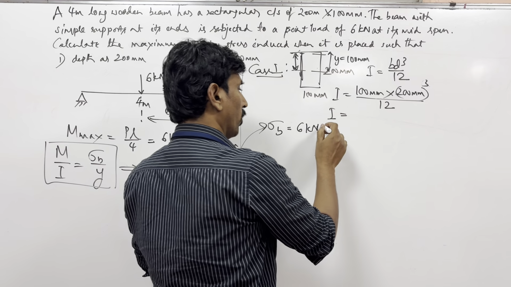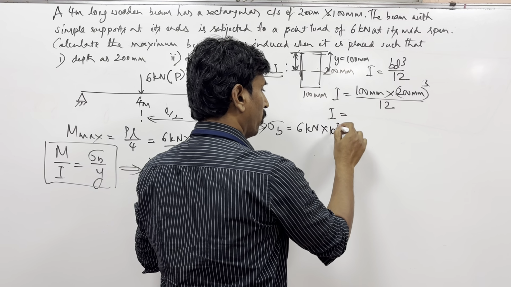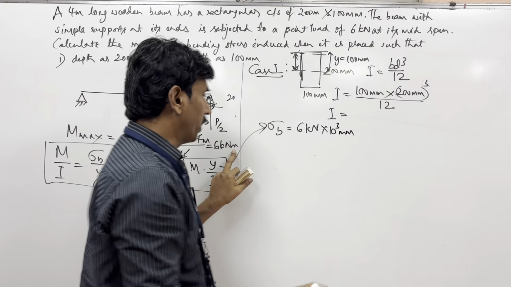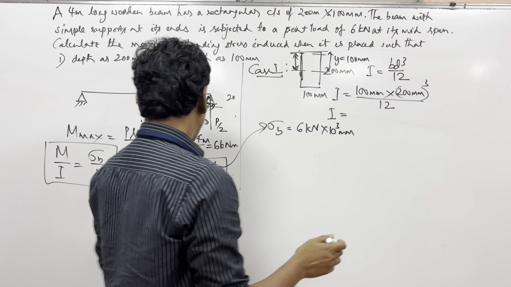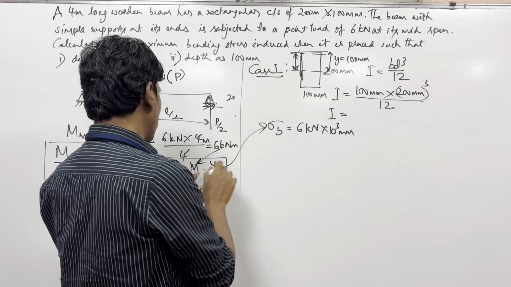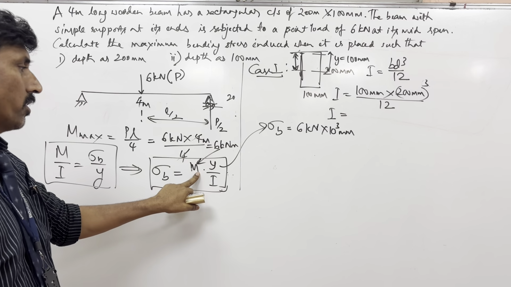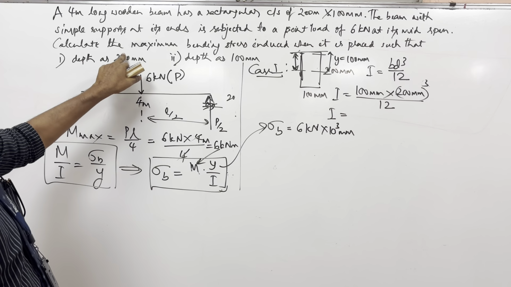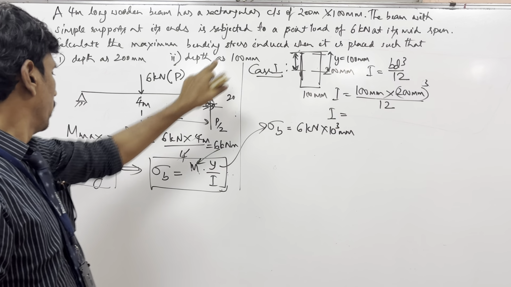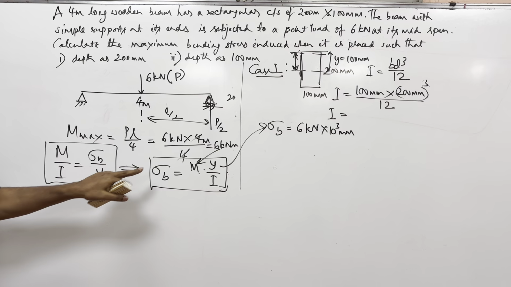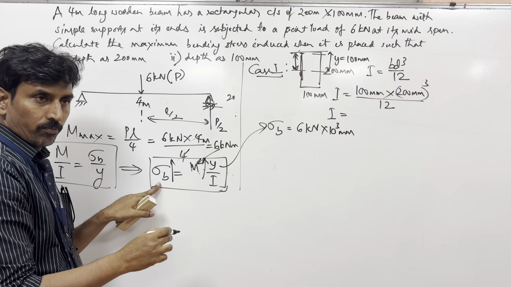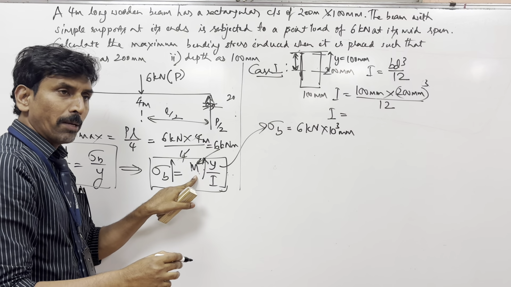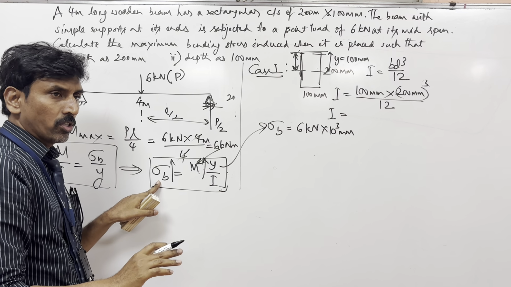So I'll try to convert that into 10 to the power of 3 millimeters, because 1 meter is 10 to the power of 3 millimeters. Okay, so M is known. So M is substituted here. M max is substituted here, because they have asked what is the maximum bending stress. Guys, if you apply maximum bending moment, then it will give you maximum bending stress. If you don't apply maximum bending moment, it will not give you maximum bending stress.